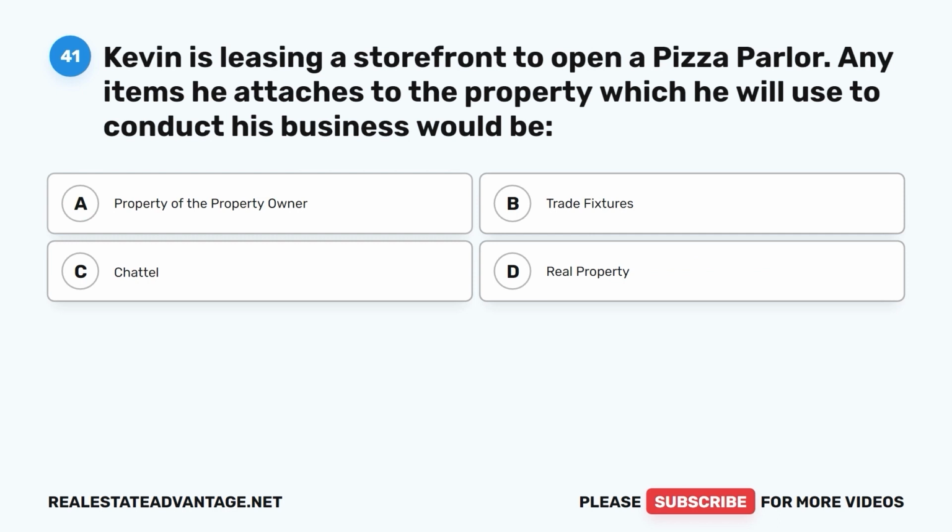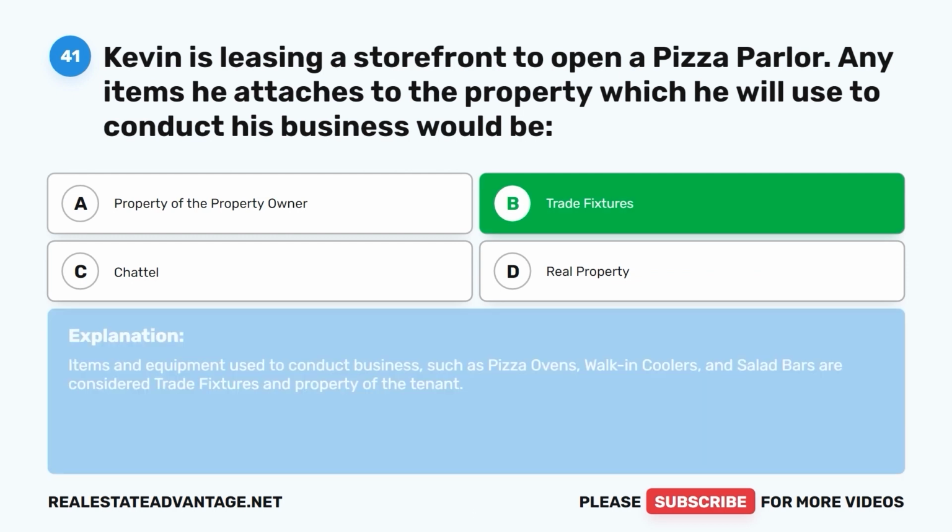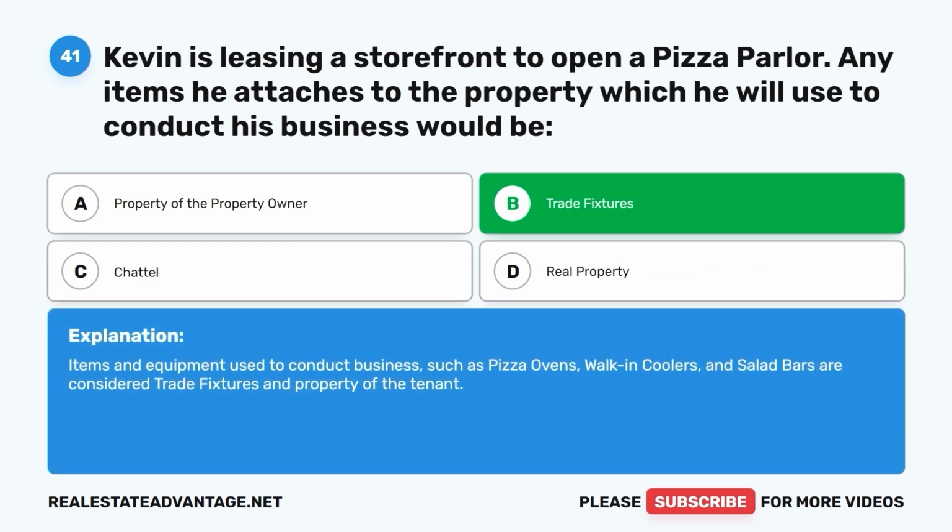Question 41. Kevin is leasing a storefront to open a pizza parlor. Any items he attaches to the property which he will use to conduct his business would be A. Property of the property owner, B. Trade fixtures, C. Chattel, D. Real property. The correct answer is B. Trade fixtures. Items and equipment used to conduct business, such as pizza ovens, walk-in coolers, and salad bars, are considered trade fixtures and property of the tenant.